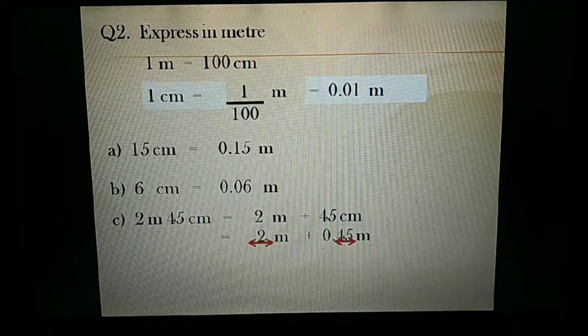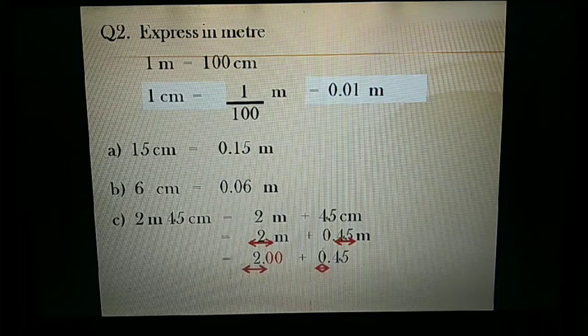Now to make them like, we will put 2 zeros in the decimal part of the first number, and the second number will come as it is. Now we can add whole to whole and decimal part to decimal part. Starting from the right, first decimal to decimal, 0 plus 45 will give you 45. 2 plus 0 will give you 2. Final will be 2.45 meter.